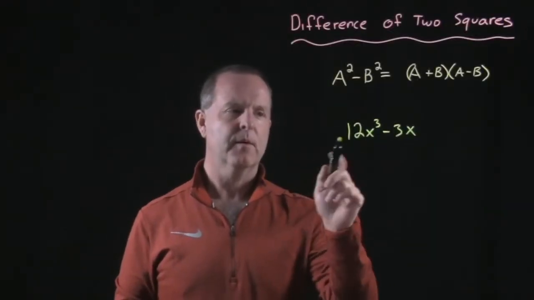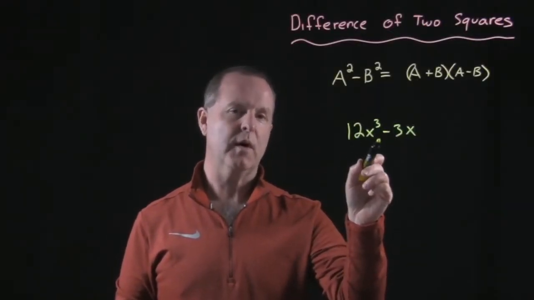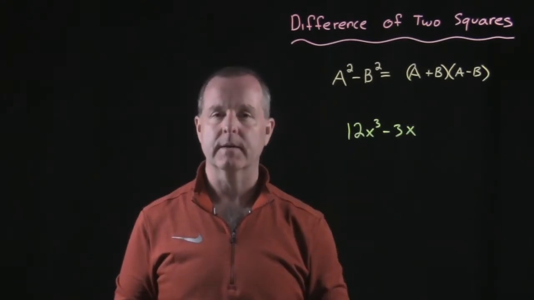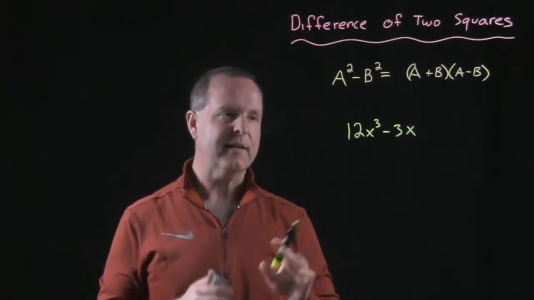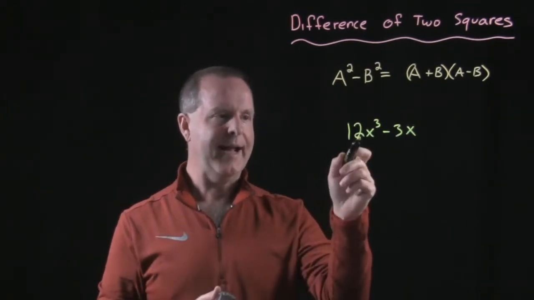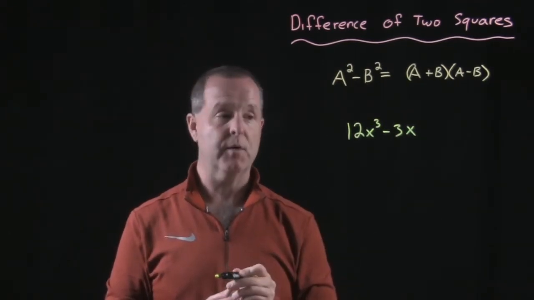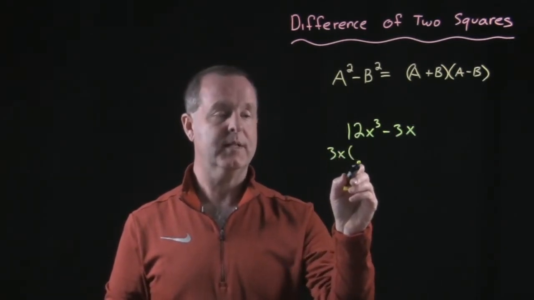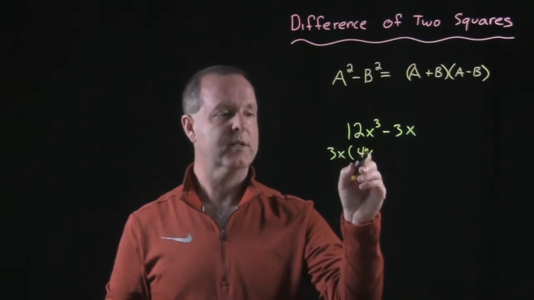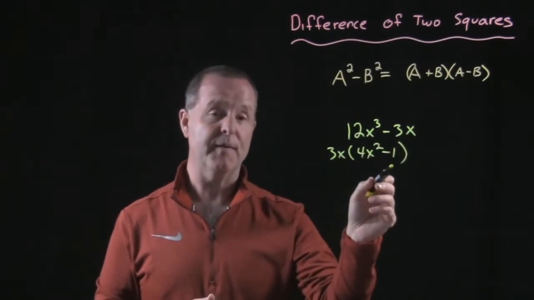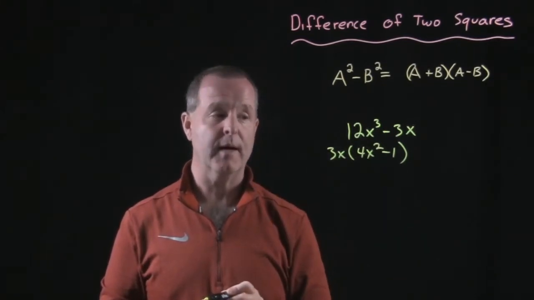Sometimes we don't recognize the difference of two squares right away. I recognize there's a difference, but not of two squares. So before I do anything, I notice I can factor something out of both of those terms. I can factor out a 3x. And so when I do that, what's left? A 4x squared minus a 1. And what's left in the parenthesis is a difference of two squares.